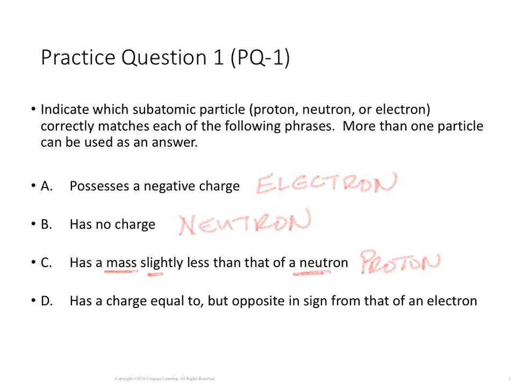Then D has a charge equal to but opposite in sign from that of an electron. So electrons were -1, so the equal and opposite would be +1, which was the proton.